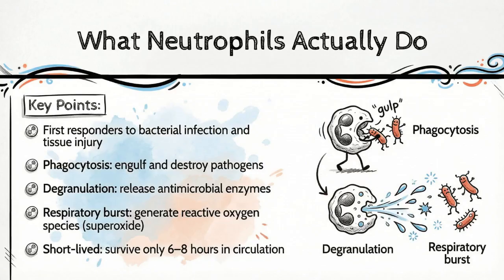Neutrophils are the first responders of the immune system. When bacteria invade, neutrophils are the first cells to arrive at the scene. They phagocytose, or engulf, the bacteria, and then destroy them through degranulation and the respiratory burst. The respiratory burst is a critical process involving the rapid production of reactive oxygen species, ROS, like superoxide, generated by the NADPH oxidase enzyme, which are highly effective in killing engulfed pathogens.